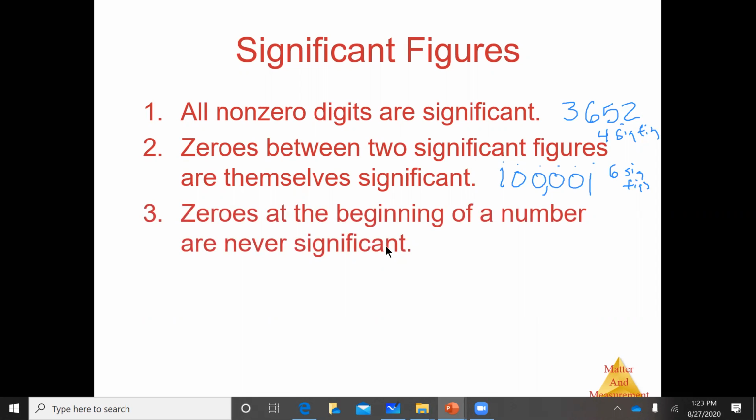Zeros at the beginning of the root number are never significant. They're just acting as a placeholder. All right, precision: numbers become more precise as we add stuff this way, not as we put stuff in front this way. So let's write out an example of this.